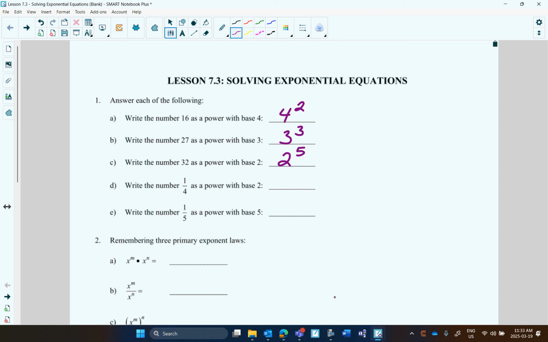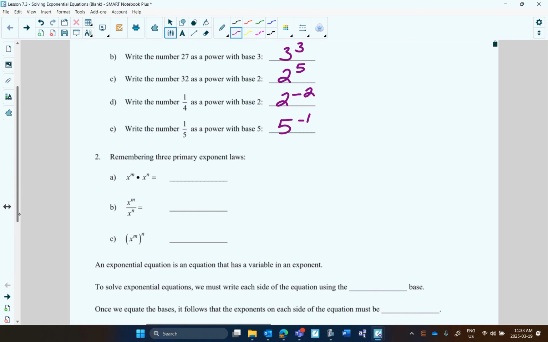The next two, because they're fractions, what does that tell you about the exponent? Negative. So think 2 to the 2 is 4, and then just make it negative. So it would be 2 to the negative 2. 5 to the negative 1. Good. So we have to be able to convert from numbers to powers like that.